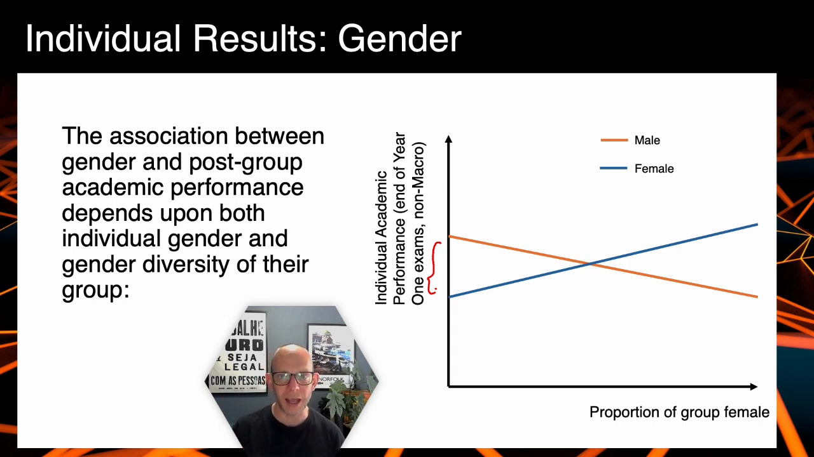And these are exams excluding macro. These are all exams completely unrelated to the study group. So what we find is, as the proportion of women in the study group increased, this is associated with improved academic performance in final exams for women. Whereas actually male academic performance in the final exams falls as the proportion of women within their study group increased.